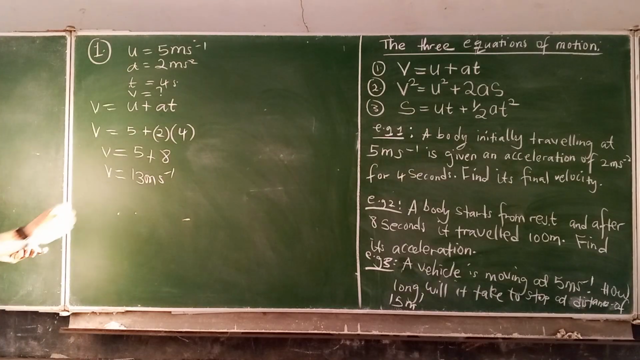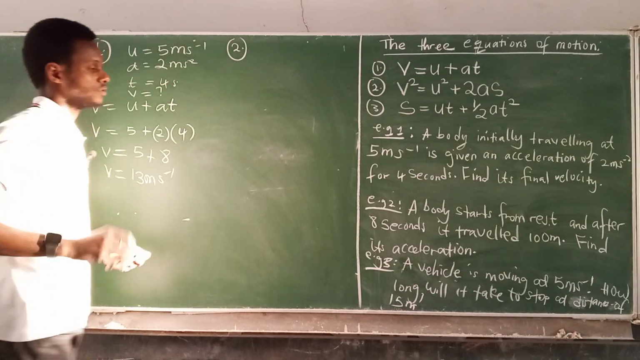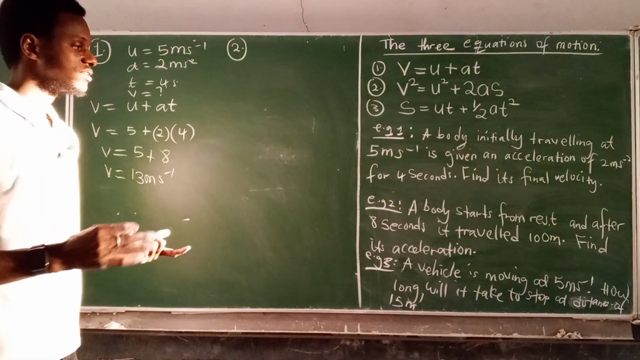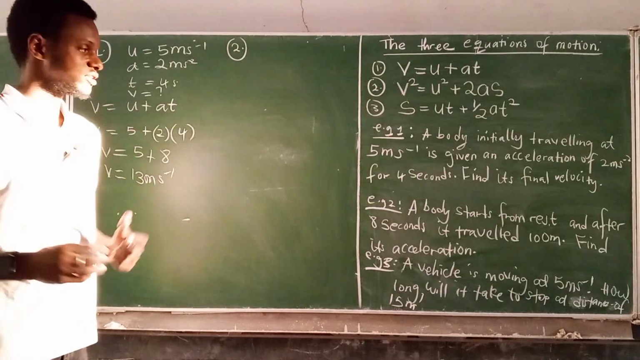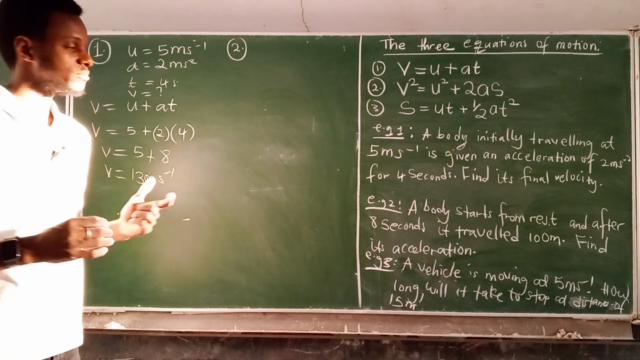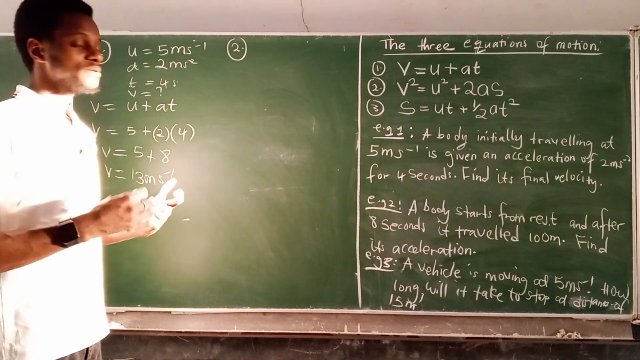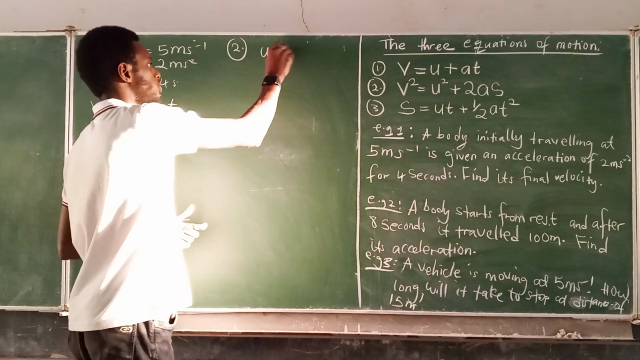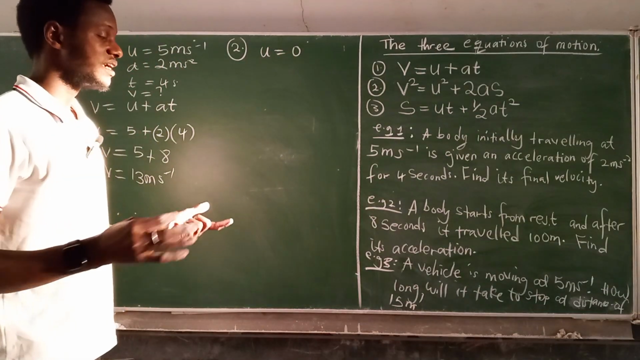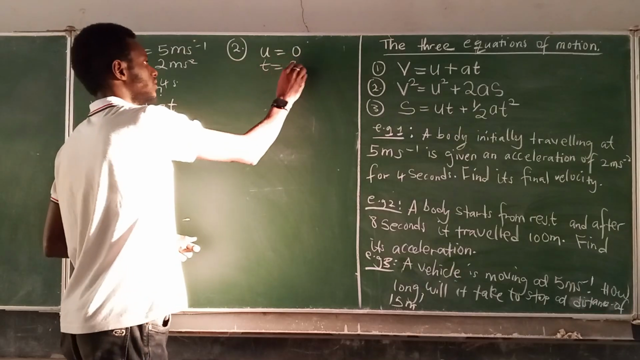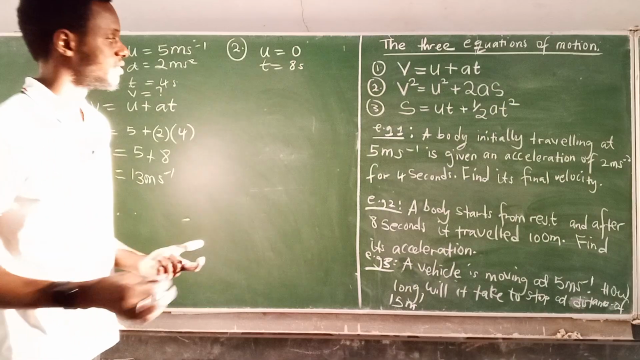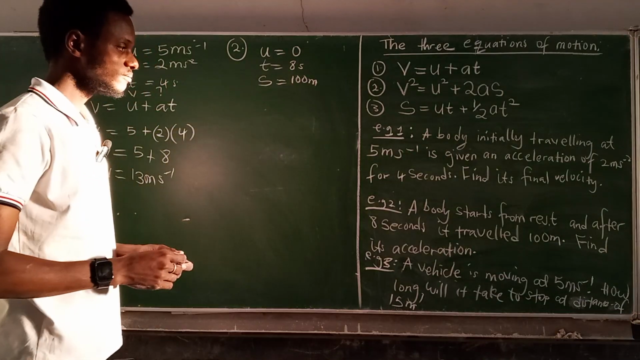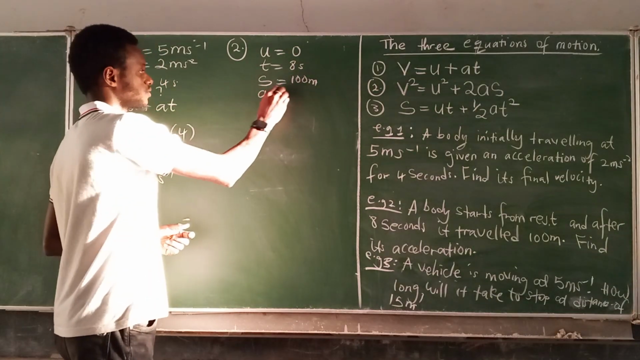So this leads us to the second question, question number 2. It says a body starts from rest, and after 8 seconds, it traveled 100 meters. Find its acceleration. Something you should always put at the back of your mind: whenever a question reads, an object starts from rest, it signifies that the initial velocity is 0. So you can just say u is equal to 0. And after 8 seconds, which means time is equal to 8 seconds. It traveled a distance of 100 meters. Find acceleration. So acceleration is what we have to find.